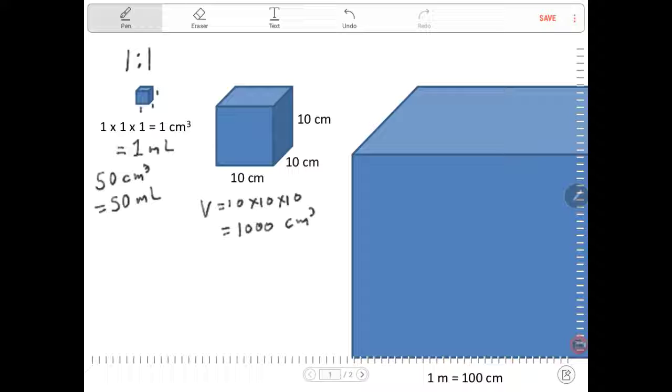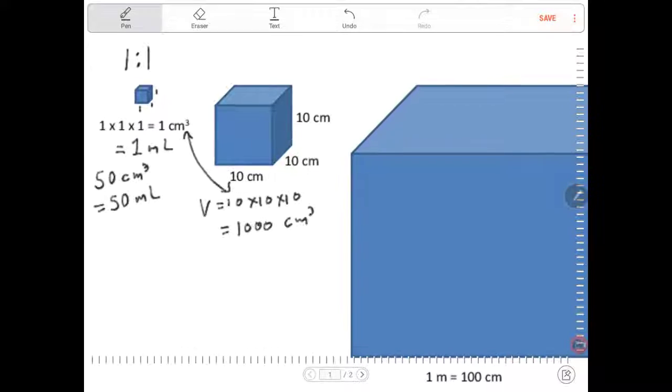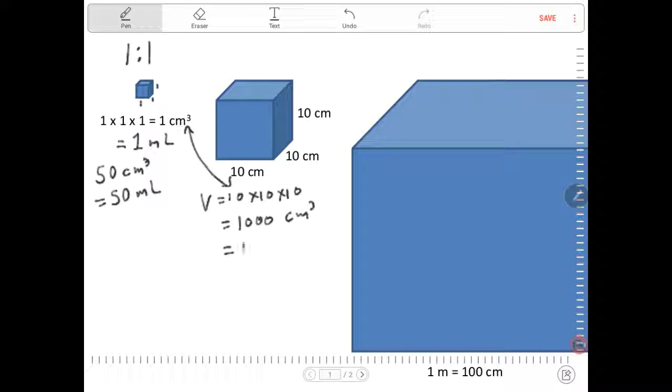Now, that's 1,000 times as many cubic centimetres as we had for that smaller box there. We know that this is definitely 1,000 millilitres because it's a 1-to-1 conversion. 1,000 cubic centimetres is equivalent to 1,000 millilitres.